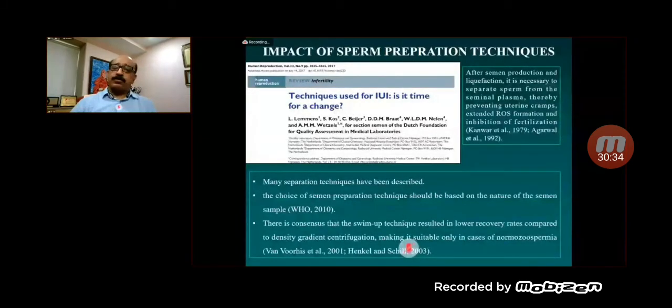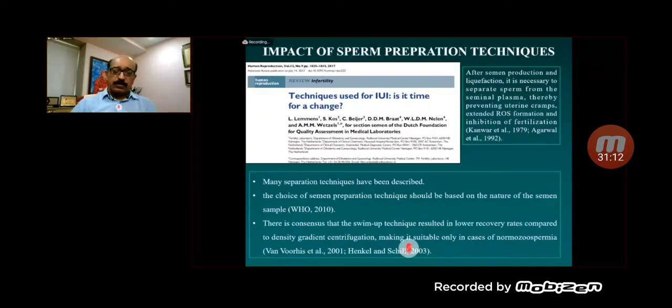What is the impact of the sperm preparation techniques? We always talk about the various methods, and it starts from the simple swim-up procedure to the density gradient. When the couple is failing with IUI or any other method, then definitely it is the right time when we must evaluate our technique, whether we are doing it right or not, because doing aggressive sperm preparation, maybe through centrifugation or any other method, may produce reactive oxygen species, and that can lead to poor fertilization capacity of a sperm. The choice of semen preparation technique should be based on the nature of the semen sample.